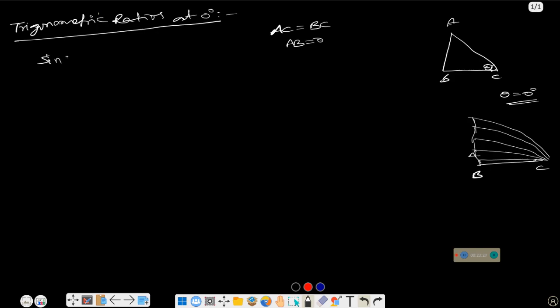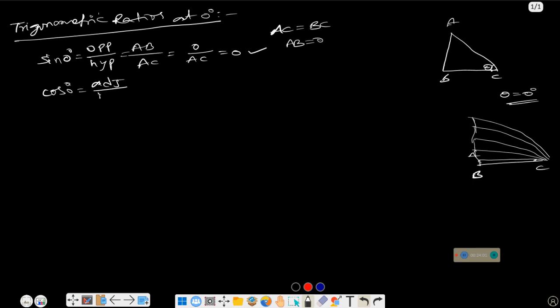That means sin theta means 0 here. So sin 0. So sin formula, what? Opposite by hypotenuse, that is equal to theta opposite. So theta opposite, what here? AB by hypotenuse. Hypotenuse, what? AC. That is equal to AB by AC. AB value what here? 0. 0 by AC. 0 by anything, what? 0. So what is the sin 0 value? 0.